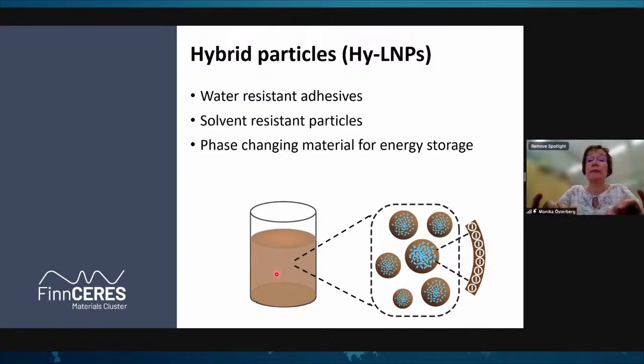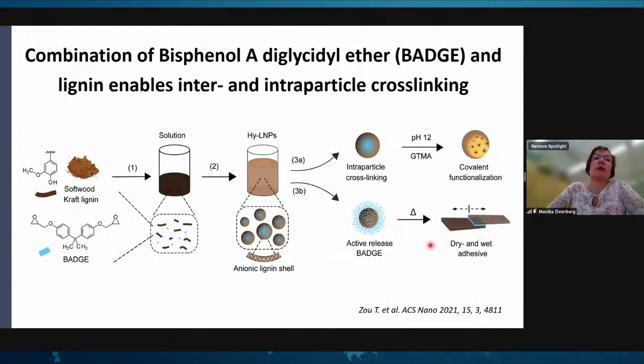So if we have another component, another molecule that can be dissolved in the same aqueous acetone, for example, and does not dissolve in water, we can form these hybrid particles. And this we have done with a few different systems for different applications. And we still have the negative charge on the surface due to the lignin molecules at the surface. So the first example I will show you is the combination of bisphenol A diglycidyl ether, called BADGE, and lignin.